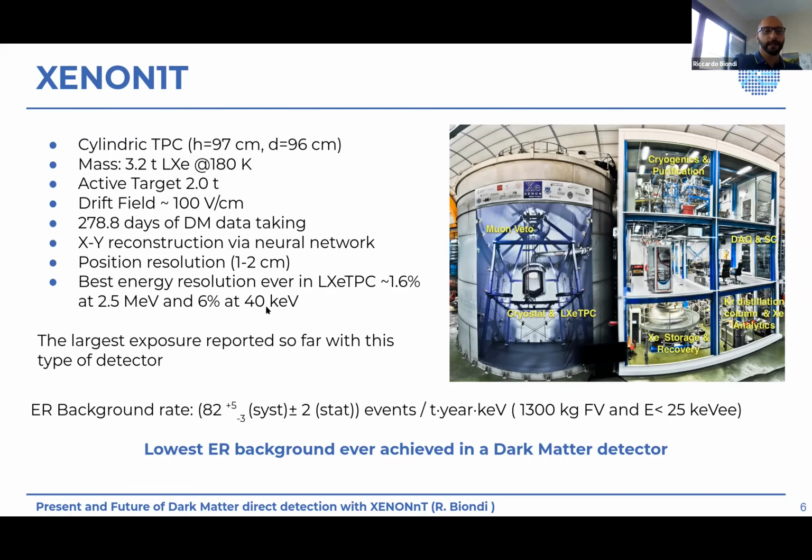We took data for the largest exposure reported so far with this kind of detector. Also, the electron recoil background rate is 82 events per ton per year per keV, and is the lowest electron recoil background ever achieved in a dark matter detector.